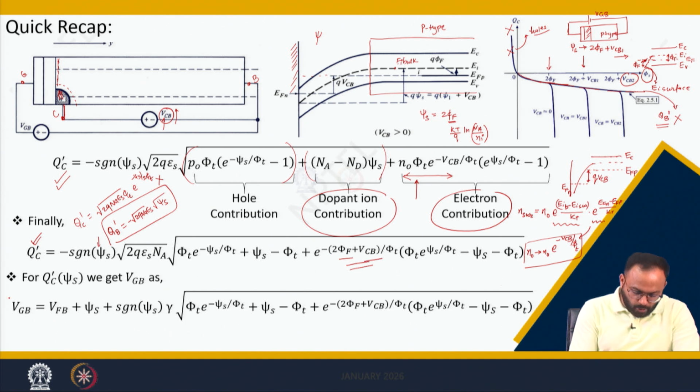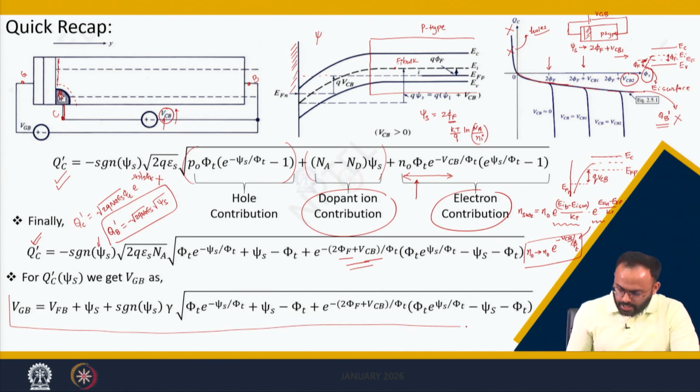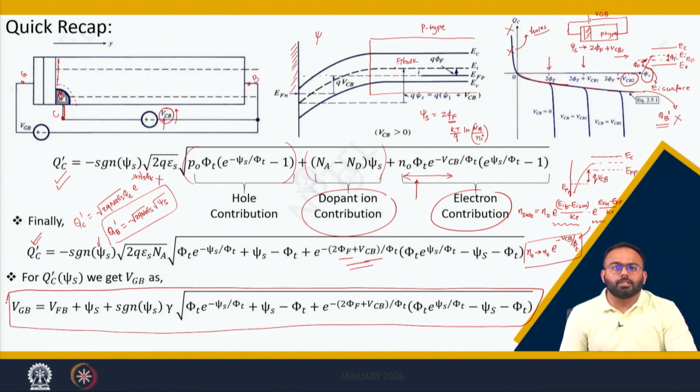Further, we derived a closed form equation because we are interested in the surface potential and the channel charge with respect to the applied gate to body voltage. Here also, if you see carefully, the VCB term comes in when you are including the electron contribution term.